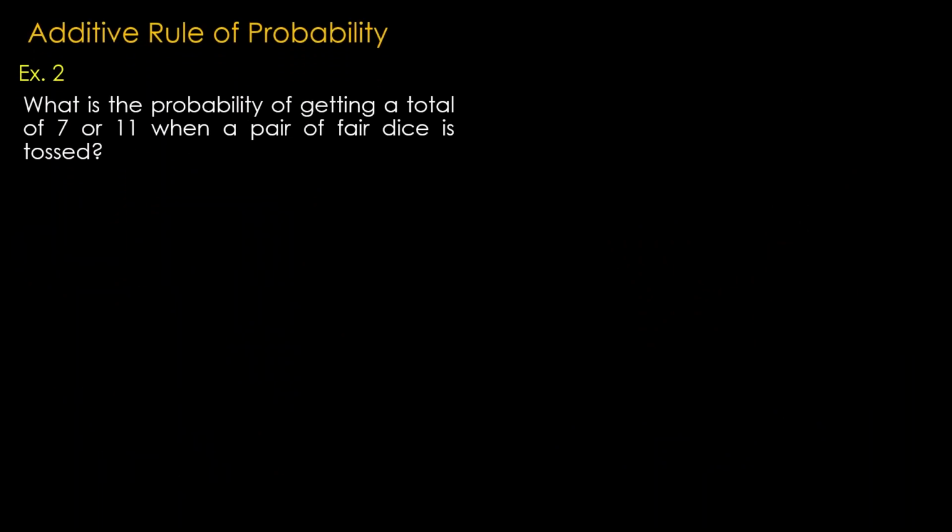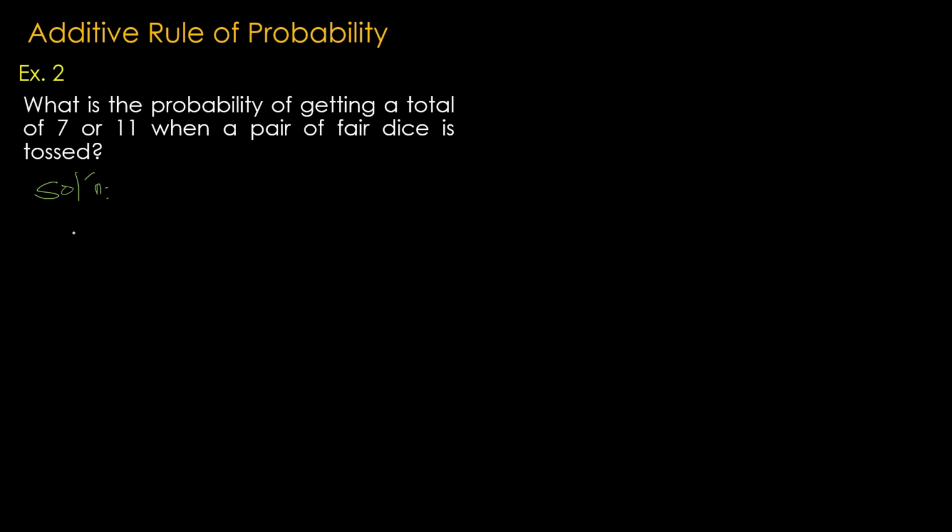Next example for the additive rule of probability. What is the probability of getting a total of 7 or 11 when a pair of fair dice is tossed? A pair of fair dice is tossed. In order for us to solve this problem, we need to find the combinations of the two dice wherein we can get 7 or 11.